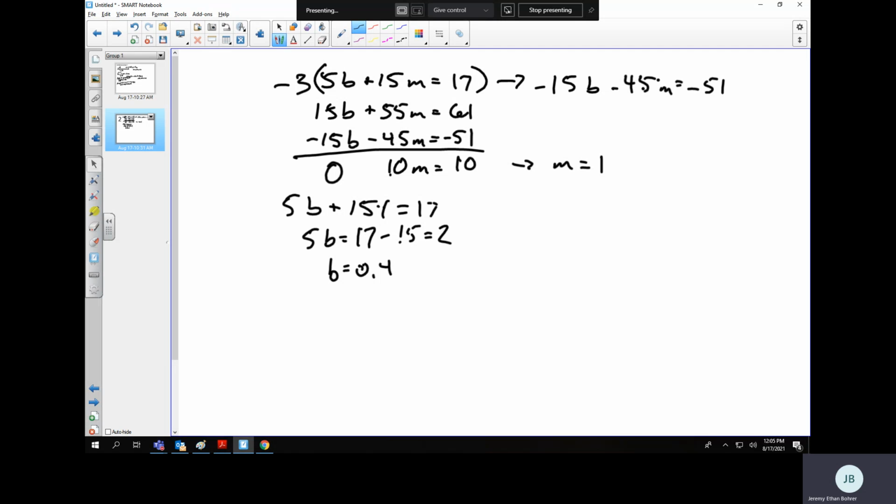And I can double check that with the second equation. 15 times 2/5 plus 55 times 1. Well, 2/5 of 15 is 6. Plus 55 is 61. We're good. We have found our m and our b. So we can now solve this problem and say that our least squares line is y equals x, since 1 times x is still x, plus 0.4.